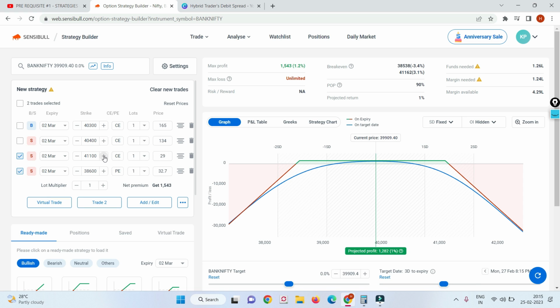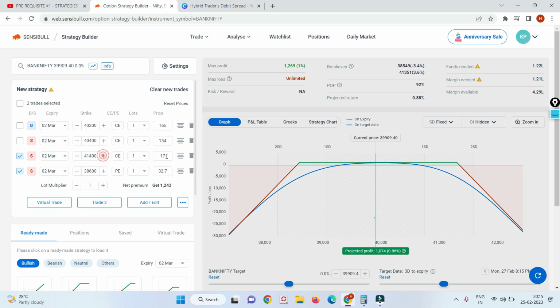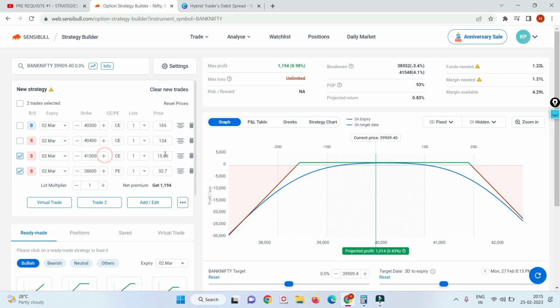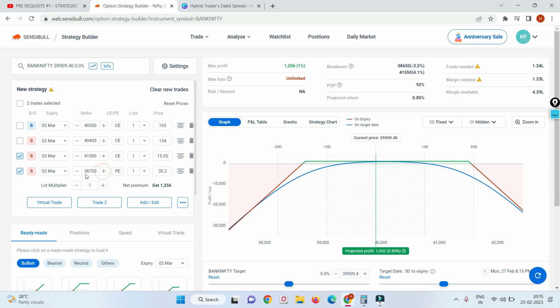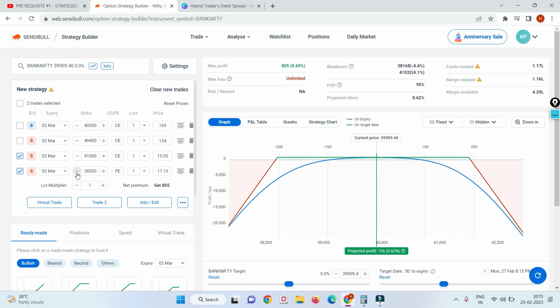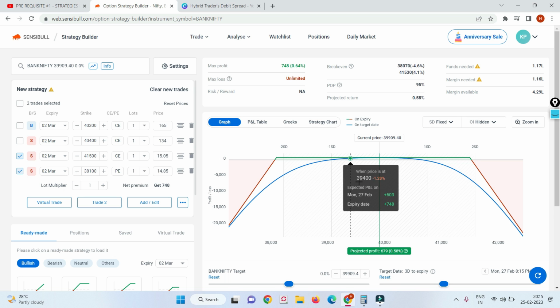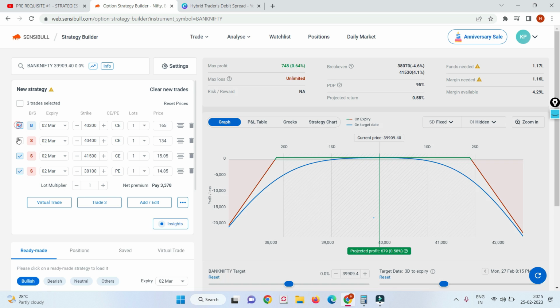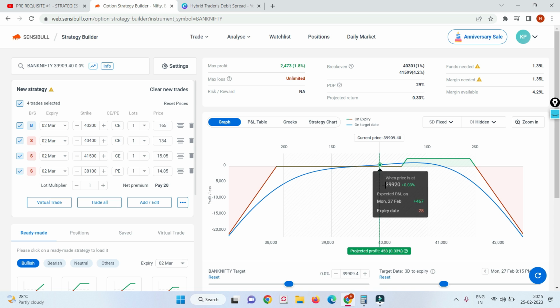Now what I'll try to do is make this 15, because we are planning to get 30 points. That's it. Right, this is my typical strangle. Now if I select this, this is how my trade will become. Yes, my view is bullish.